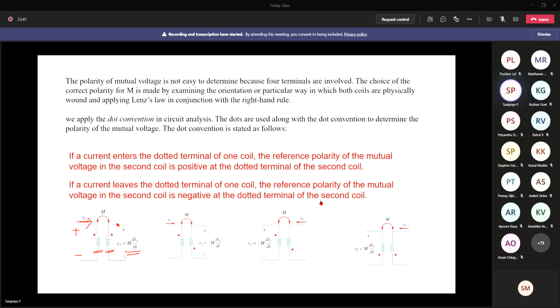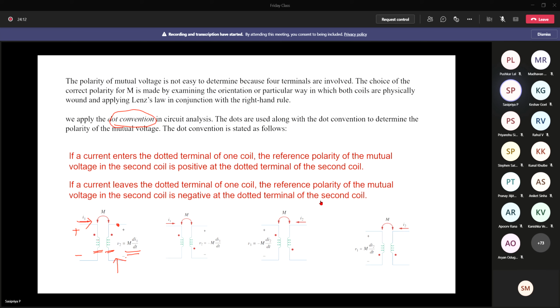So to analyze this circuit, it is not easy to represent that the coil construction is like this and the orientation of the coil is like this. All these representations in a circuit are very difficult. So how do circuit engineers analyze this? They follow something called the dot convention.